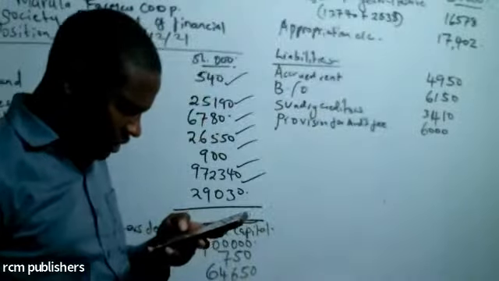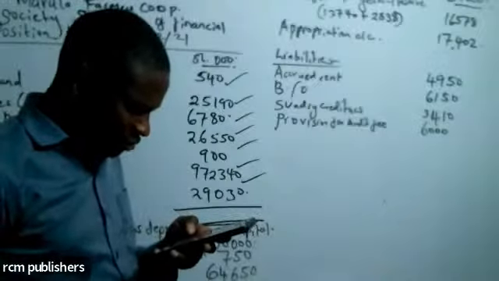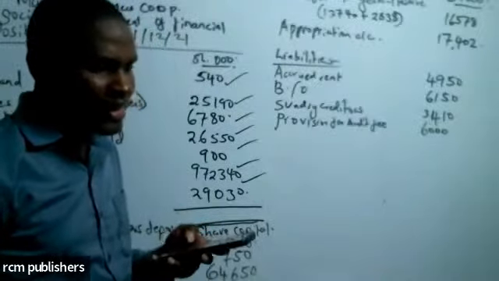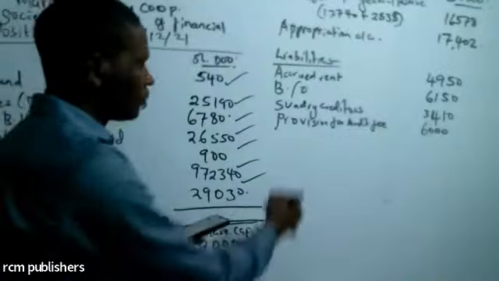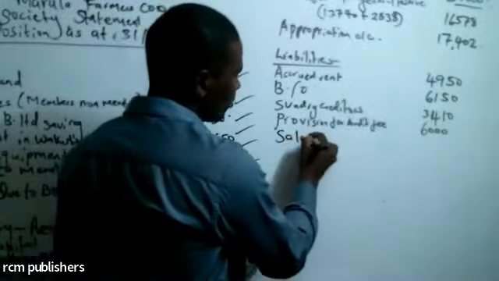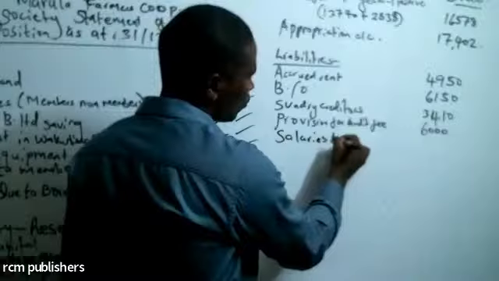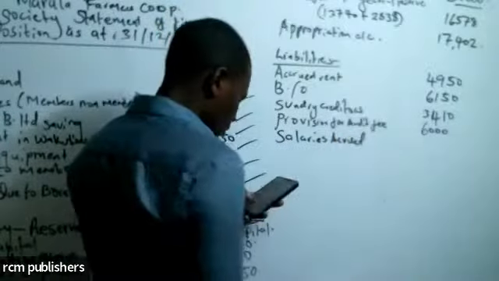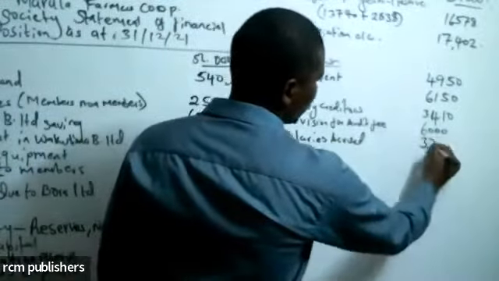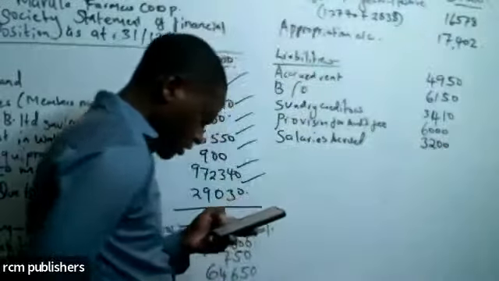Staff salaries and wages amounting to that 200. So salaries accrued. Right there under provision, salaries accrued. Add, pick that 200. Write it down properly.